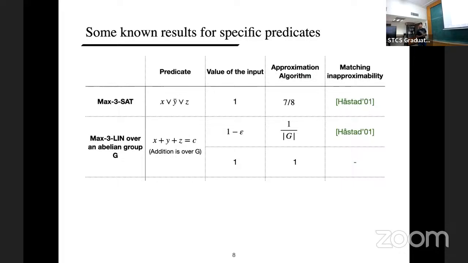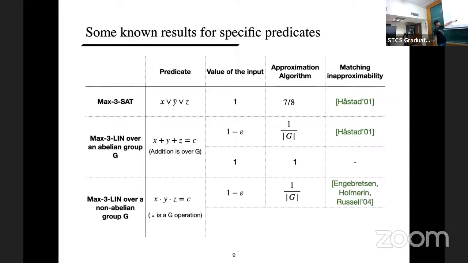That is, for some epsilon, arbitrarily small. This is any constant epsilon greater than 0. You can set that to be any constant. Given a 0.9999 satisfiable instance, you can't do better than random, unless P equals NP. Does that make sense?